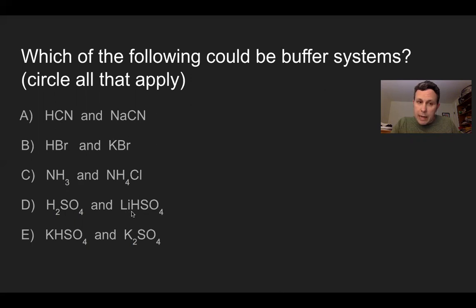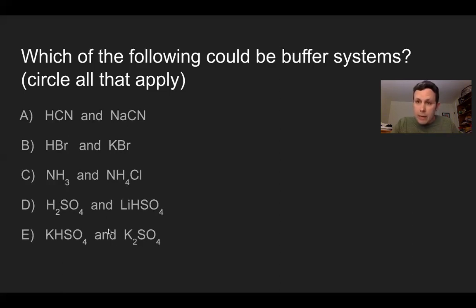Again, we can ignore the Li. Now KHSO4, when this dissolves, it's going to make HSO4 minus. That actually is not a strong acid. H2SO4 is, but the second one is not. So HSO4 minus and SO4 2 minus, that's the conjugate base. This system will be a buffer. So again, our buffers here are going to be A, C, and E.